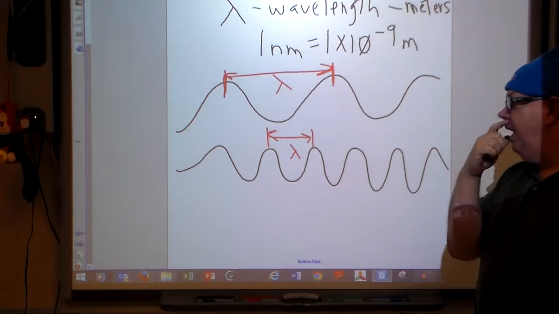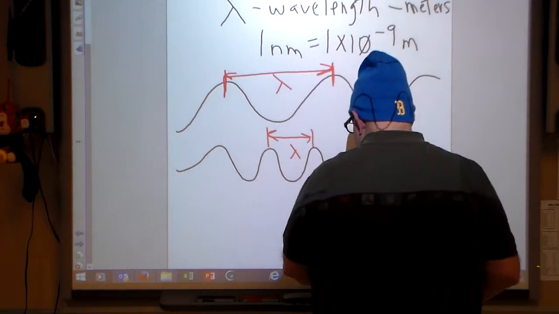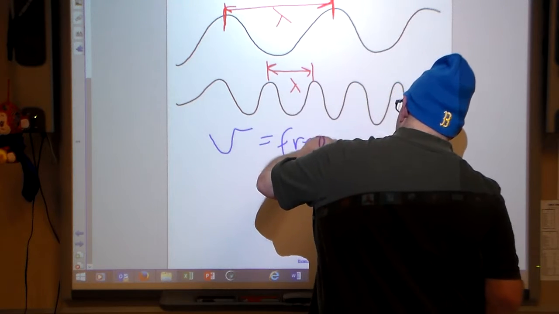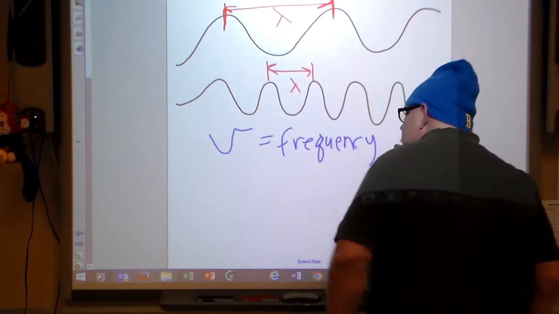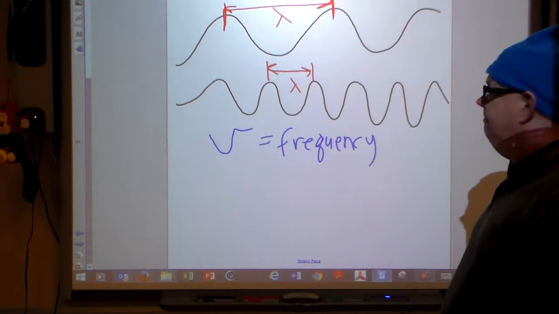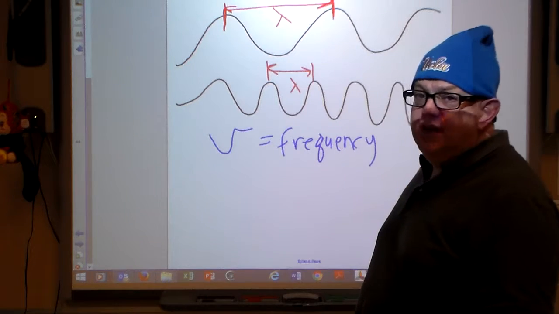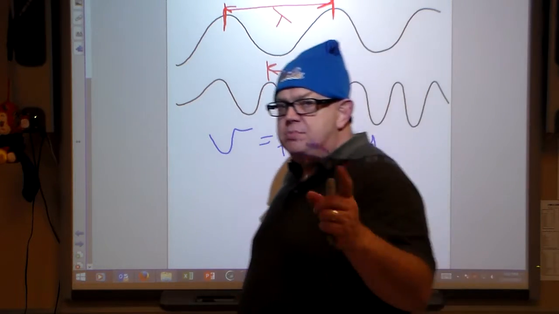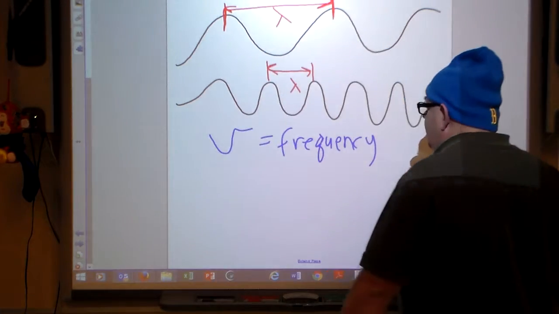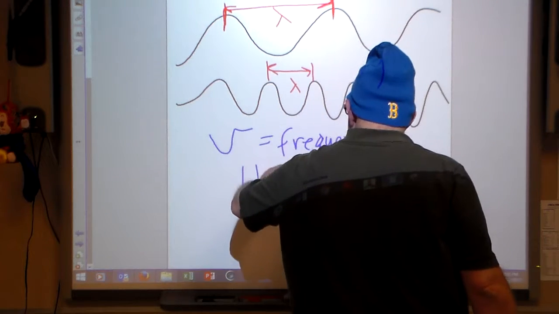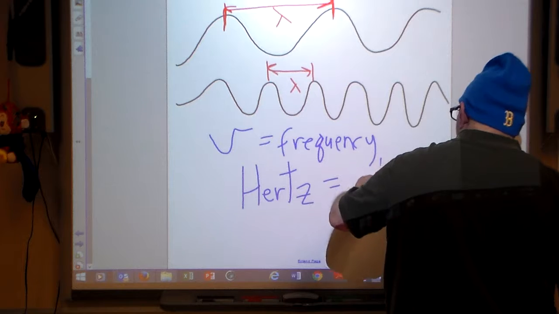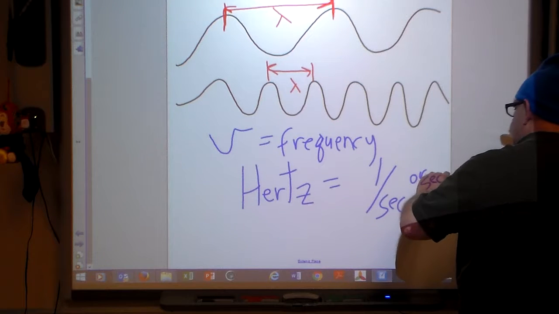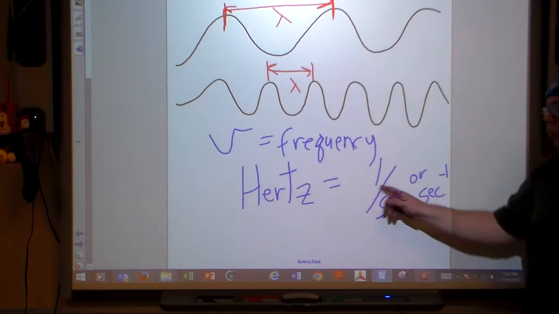So frequency is represented by this funny looking V. And that's called the frequency. In other words, how often does something happen? You can look at the frequency of how many bad jokes Mr. Canu tells in a period. Or you could look at it as how many waves pass a point per second. And in reality, the unit is known as the hertz, which is equal to 1 per second, or seconds to the minus 1. These both represent the same thing.